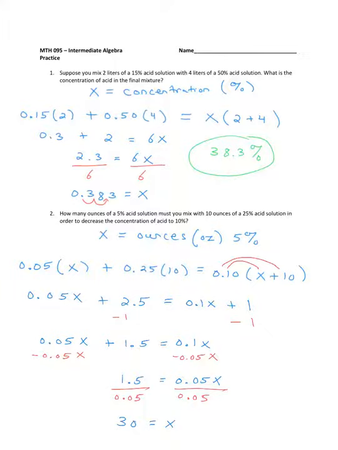So that means we are going to, let me put that answer over here. You'd have to pour in 30 ounces of the 5% acid solution to decrease the original one from 25% down to 10%.